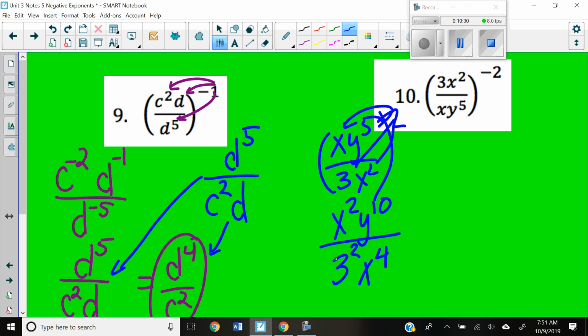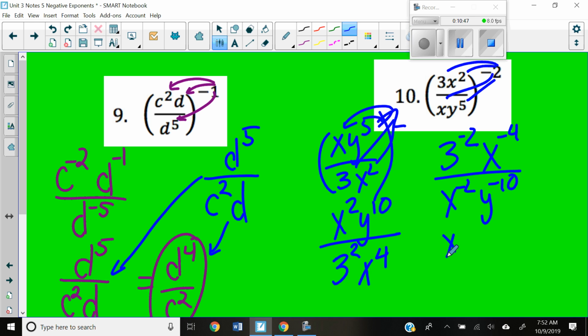Okay, pause on that. I'm going to see if we can get the same type of idea when we distribute in our negative. So I get 3 to the negative 2, x to the negative 4, x to the negative 2, and y to the negative 10. Everything has a negative power, so I'm going to end up with x squared on top, y to the 10th on top, over 3 squared on bottom, and x to the 4th on bottom.